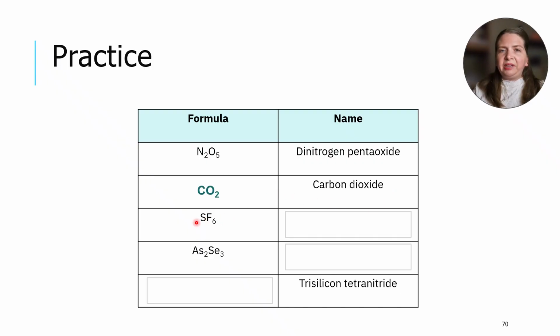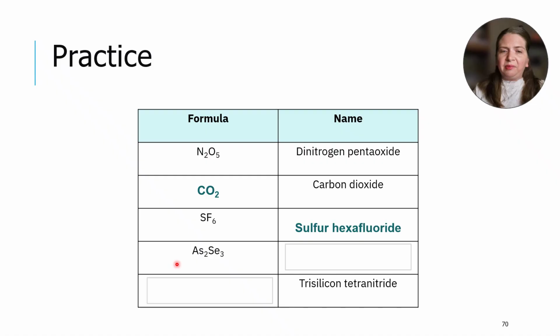Next, we will name the compound SF6. This compound contains 1 sulfur atom and 6 fluorine atoms. The prefix hexa indicates 6, similar to the word hexagon. The name of this compound is sulfur hexafluoride. Remember that the suffix of the first element does not change, while the suffix of the second element changes to IDE.